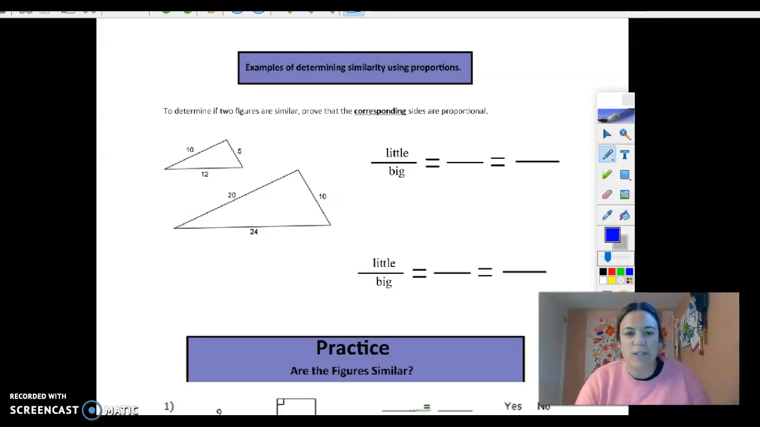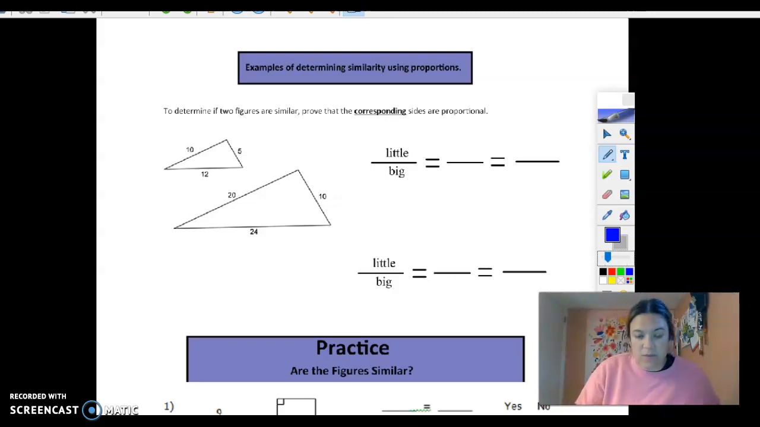Hi guys, this is Miss Carvalho, and for this video, I'm going to talk about how you can use proportions to determine if two figures are similar to each other. So a lot about what we just talked about in the previous video with similar figures, but now we can use proportions to make sure that they're similar figures because the sides have to be in proportion.